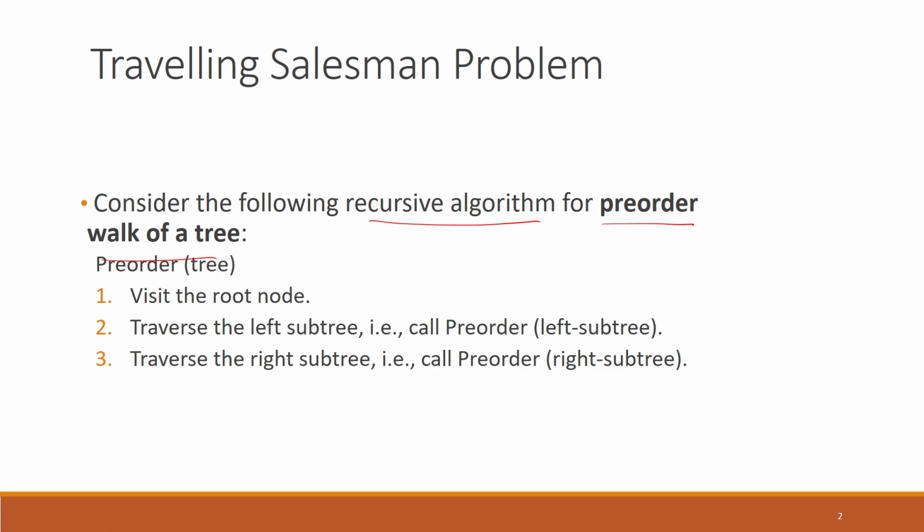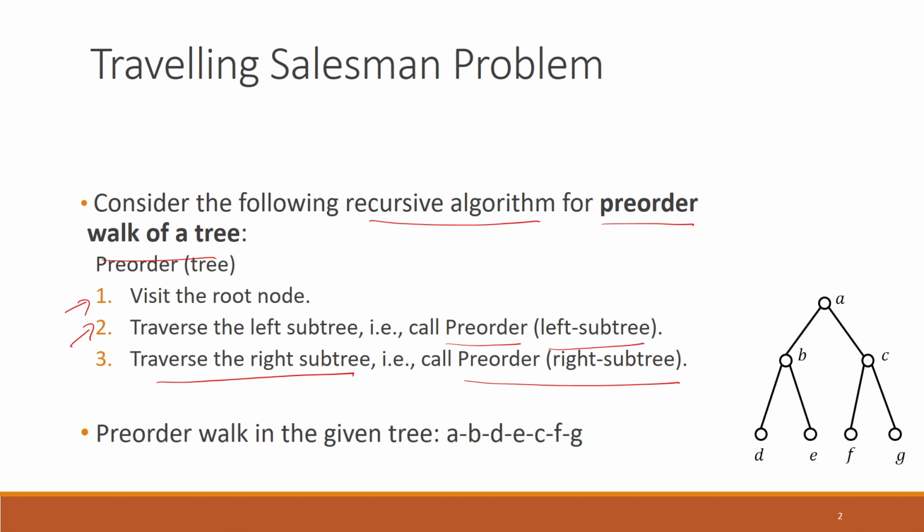So, this algorithm takes as input a tree. The first thing it does is visit the root node of that tree, and then it traverses the left subtree of that original tree, and there it calls this pre-order function, but now the input to that function is the left subtree. That is why this is a recursive algorithm, because in this step it is again calling back this main function, but now the input is the left subtree. After that it will traverse the right subtree and again call the pre-order function, but now the input will be the right subtree.